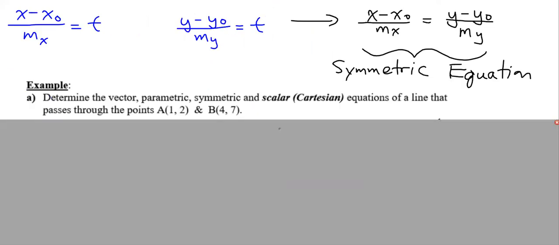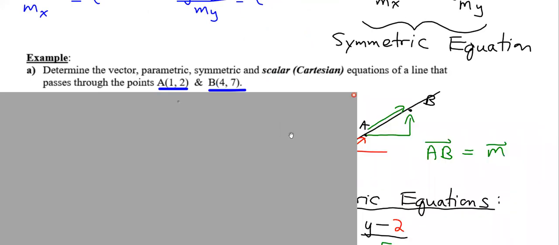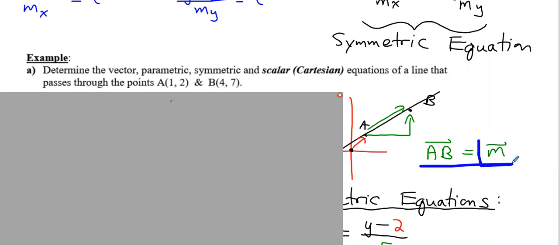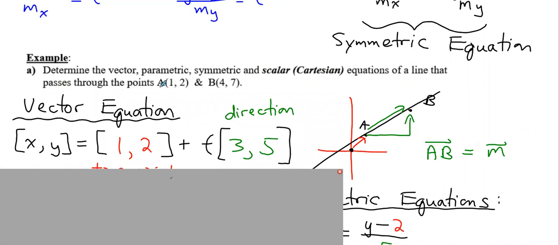So to determine the vector, parametric, and scalar Cartesian equation that passes through the lines, it's like a grade 9 question. So in grade 9, you would have plotted the 2 points and then found the slope of the line. But in this case, what we're looking at is not the slope, but we want the slope vector. So we can find the vector between A and B. So it could be either written as AB vector or BA vector, it doesn't really matter. So to get its direction, we're simply using vector AB.